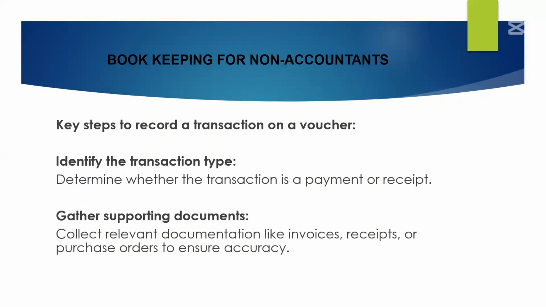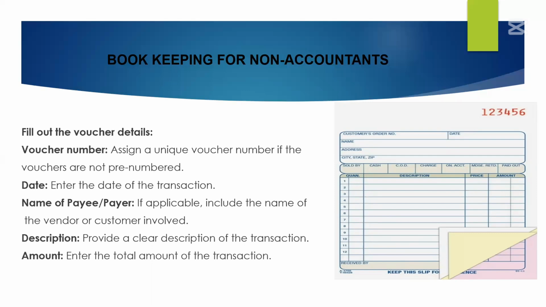Key steps to record a transaction on a voucher. Identify the transaction type. Determine whether the transaction is a payment or receipts. Gather supporting documents. Collect relevant documentation like invoices, receipts, or purchase orders to ensure accuracy. Now let's fill out the voucher details. 1. Voucher number. Assign a unique voucher number if the vouchers are not pre-numbered.